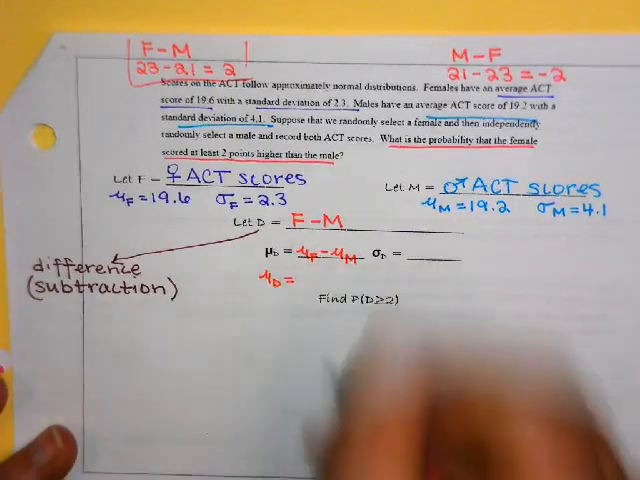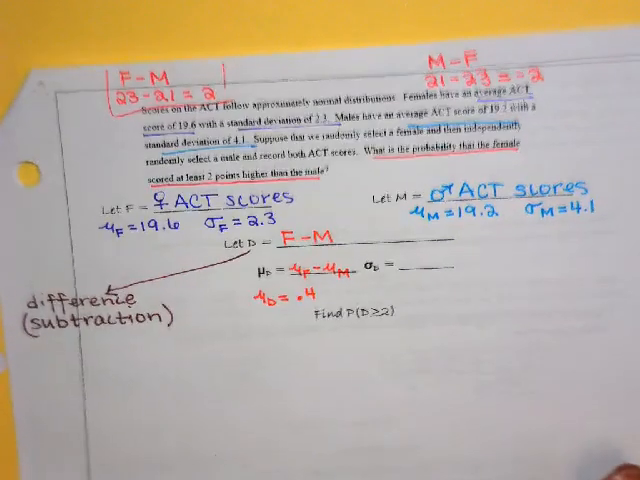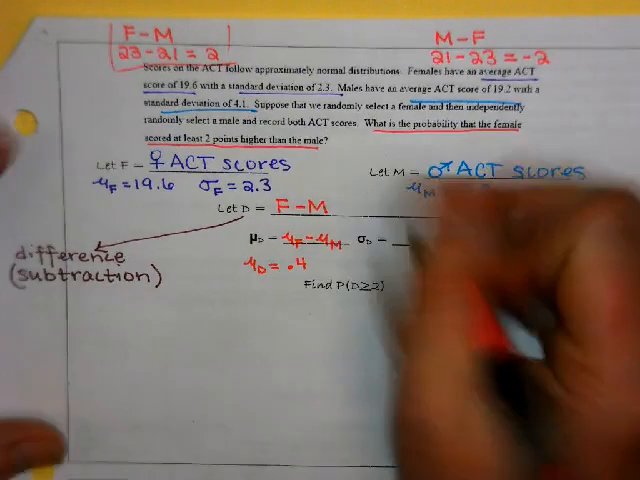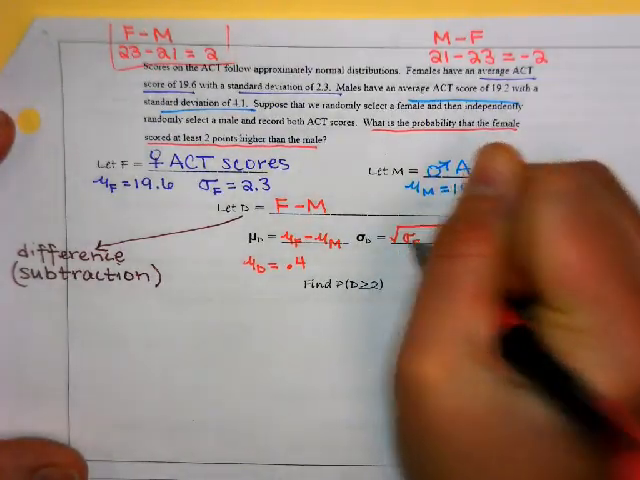How do I find the standard deviation when I'm subtracting? Remember, this is almost a weird one. We square them, we add them, and then we square root them. No matter whether I'm adding or subtracting, I always add my variances. So I'm going to take the standard deviation for the females, square it, and add that to the standard deviation of the males squared, and then square root my answer.